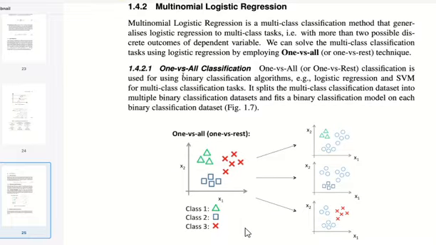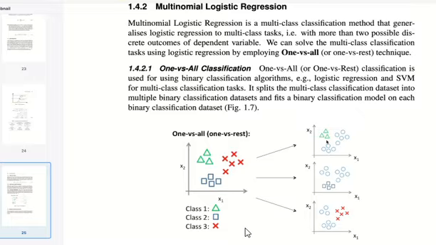You can see there is a concept called one versus all or one versus rest classification. So you see the figure 1.7. Here we have three types of class: triangle, cross, and rectangle. So class 1 is triangle, class 2 is square or rectangle, and class 3 is a cross. So if we apply logistic regression to solve this three class problem, then we can't apply it directly. So we have to do it like this.